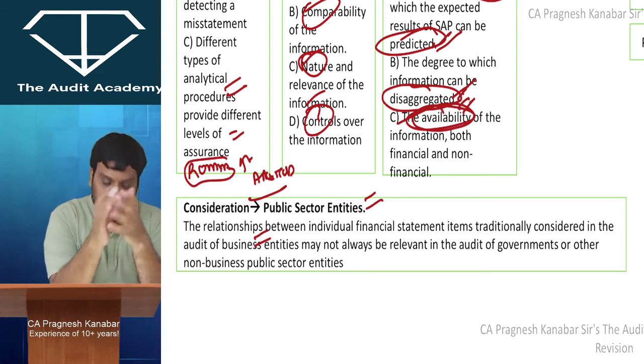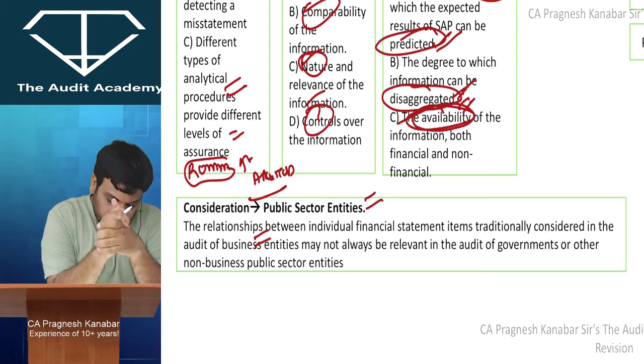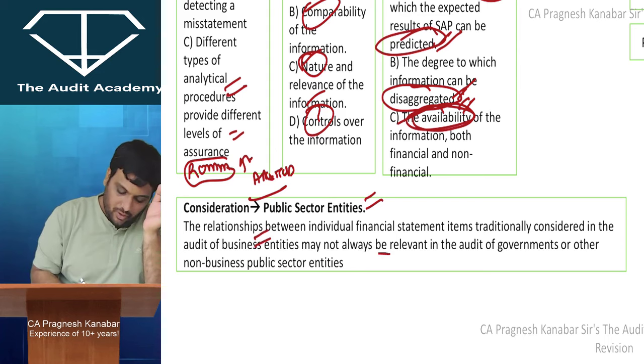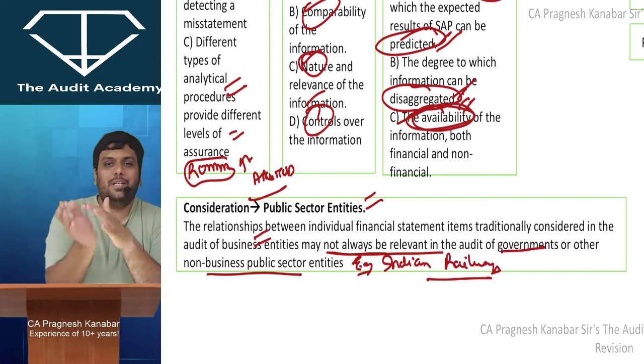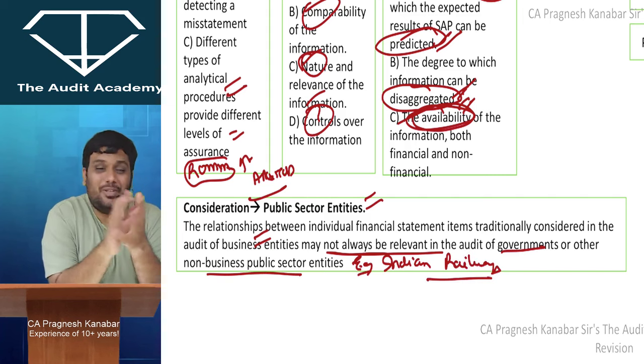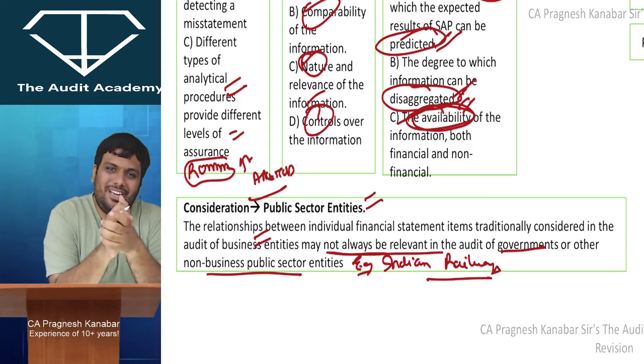The relationship between individual financial items traditionally considered in the audit of business entities may not always be relevant in the audit of government or non-business public sector entities, for example, Indian Railways. Then in case of Indian Railways, what kind of procedures will you have to perform? Actual expenditure versus budgeted expenditure and what is the variance in that. Such kind of procedures will be relevant, all right?